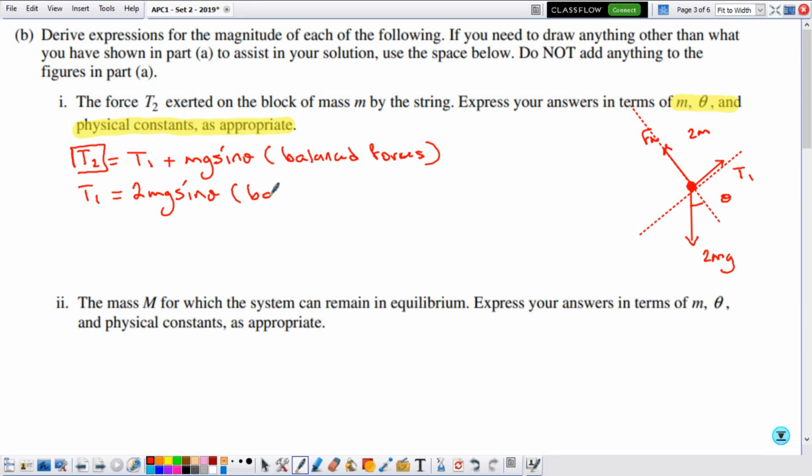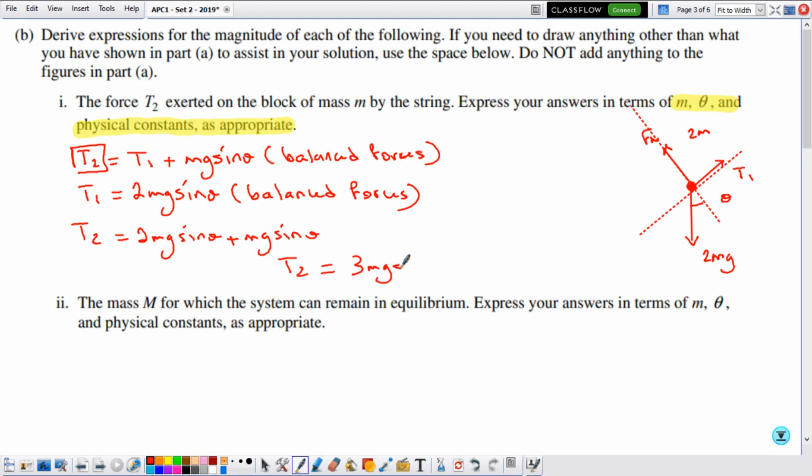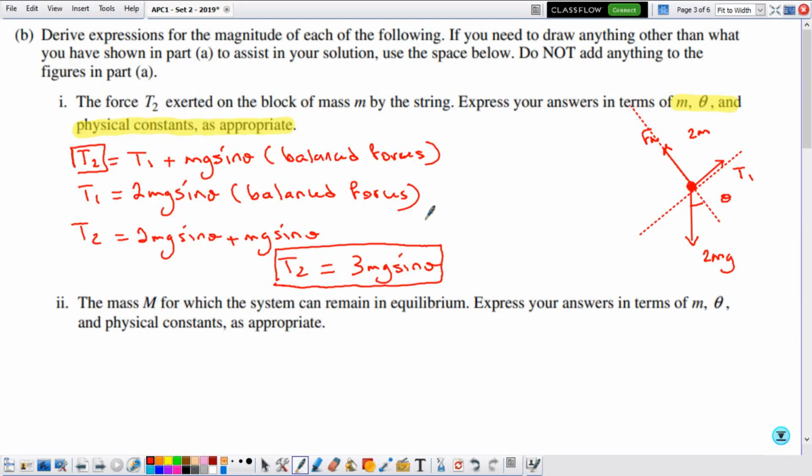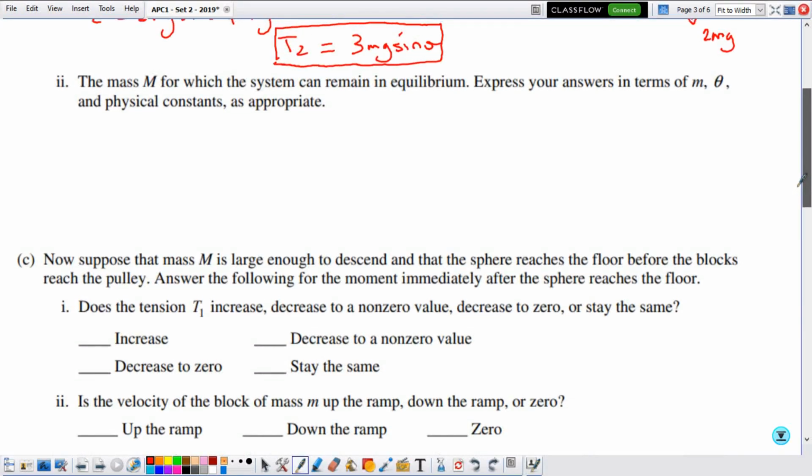And this is also because they are what? Balanced forces. Now this expression would be replaced here. So we have T2 equals the double of mg sine theta plus mg sine theta, which leaves us with an expression of T2 given by 3mg sine theta. And indeed, everything is being expressed in terms of m, theta, and physical constants as appropriate. Don't expect that they will tell you to express your answer in terms of sine, because sine is a function and not a variable or a constant.